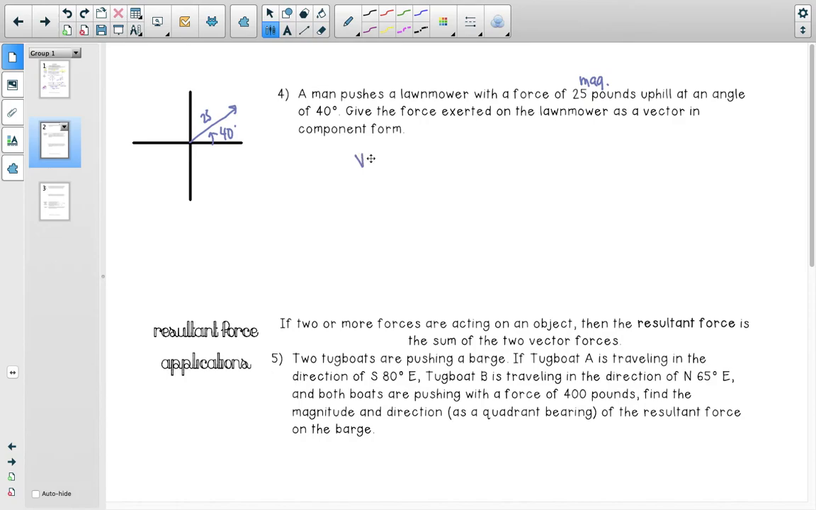So to find this vector, we're going to do 25 cosine of 40 degrees and 25 sine of 40 degrees. Okay, when you do 25 cosine of 40 degrees, you get 19.151. When you do 25 sine of 40, you get 16.0696, which makes it 070. Okay, so that is the first 4 examples. So not too bad. I'm actually going to break the video up here and then do the resultant force as a separate video. Okay, so see you in the next video.